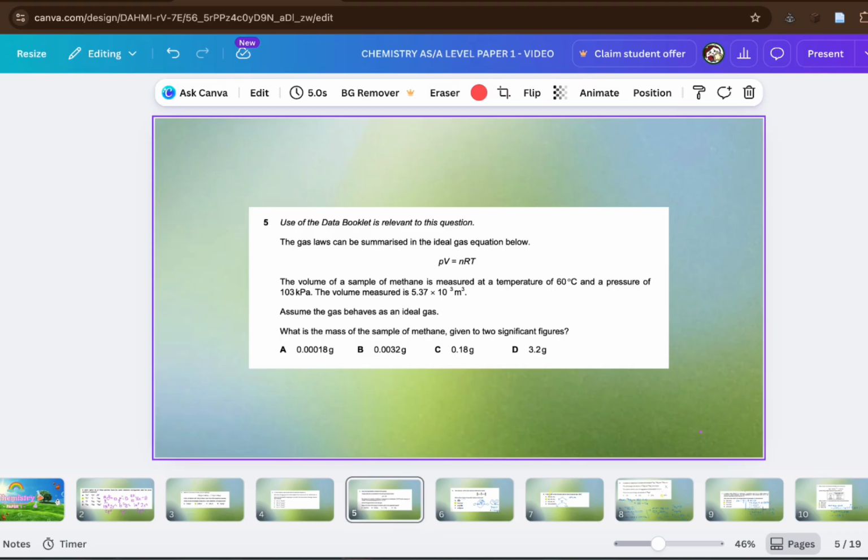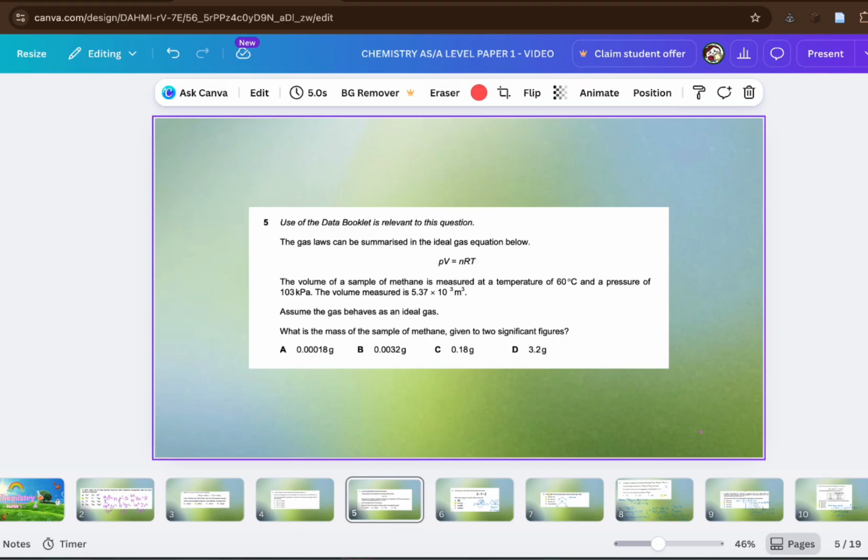Next question. The gas laws can be summarized in the ideal gas equation below. The volume of a sample of methane is measured at a temperature of 60 degrees Celsius and a pressure of 103 kilopascals. The volume measured is 5.37 times 10 to the power of negative 3 cubic meters. What is the mass of the sample of methane given to two significant figures?